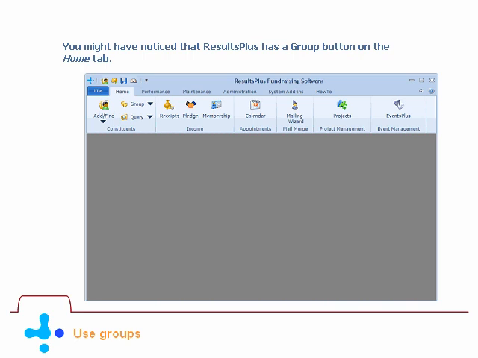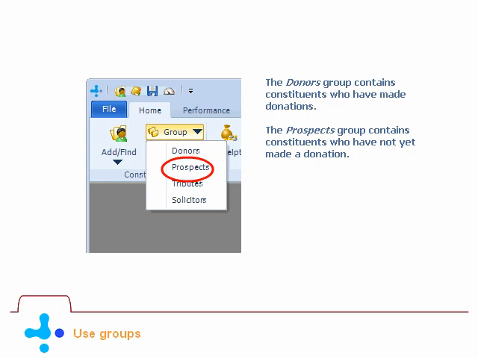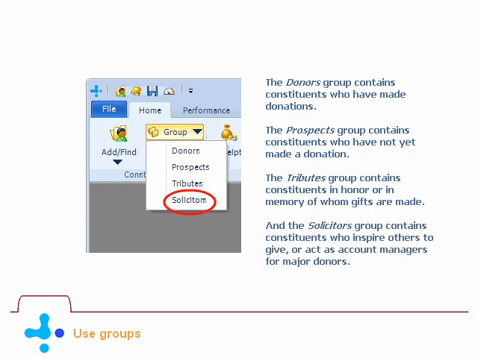You might have noticed that ResultsPlus has a group button on the Home tab. When you click this button, you'll see that ResultsPlus has already created 4 groups for you. The Donors group contains constituents who have made donations. The Prospects group contains constituents who have not yet made a donation. The Tributes group contains constituents in honor or in memory of whom gifts are made. And the Solicitors group contains constituents who inspire others to give or act as account managers for major donors.